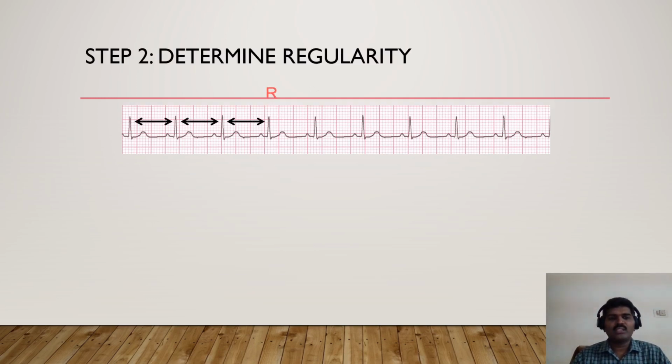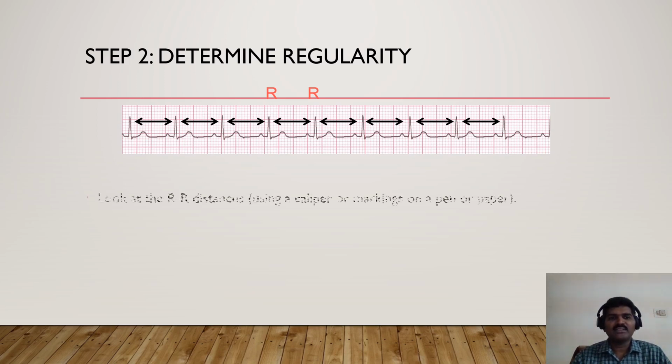First of all, let's look at how we are going to determine the regularity. Regularity is usually determined by calculating the distance between two R waves, called the RR interval. The RR interval should always be equal when you call it a regular rhythm.